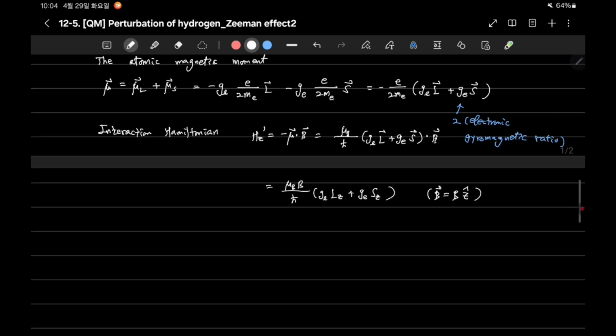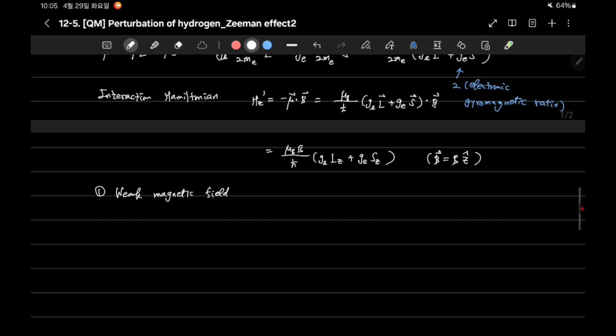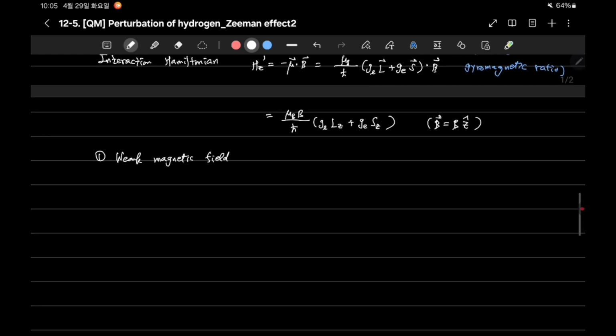It is realistic, and we should also only consider the fine structure. Here, the first thing is that we should consider the weak magnetic field. The weak magnetic field case is generally acceptable, and because the magnetic field is weak, the fine structure can be dealt with as the zeroth order state.